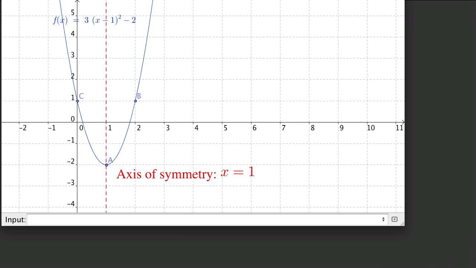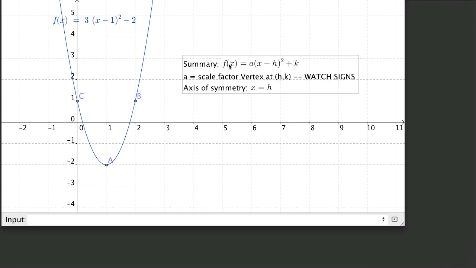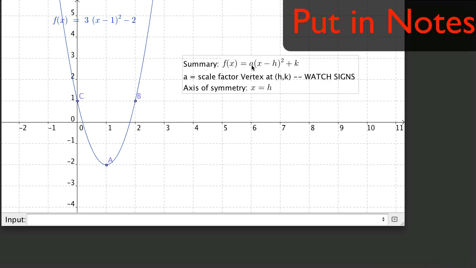So to summarize vertex form, f of x equals a, which is the scale factor, times (x minus h) squared plus k, where h and k are the coordinates of the vertex. Again, watch out for the signs. h is the opposite of what you would see inside the parentheses, and k is going to be the same sign as what you see in the function, and the axis of symmetry is x equals h.